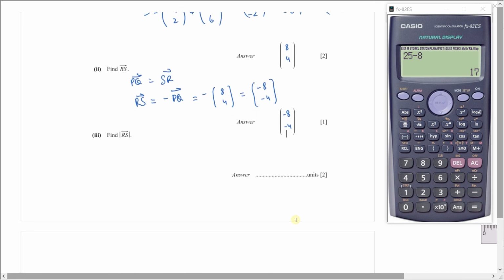The next part is find the magnitude of RS. So RS magnitude will be simply the square root of (-8) squared plus (-4) squared. So this will be the square root of 64 plus 16. 64 plus 16 will be 80, so root 80. Let's take the square root of 80. So this will be 8.94 up to 3 significant figures, 8.94.